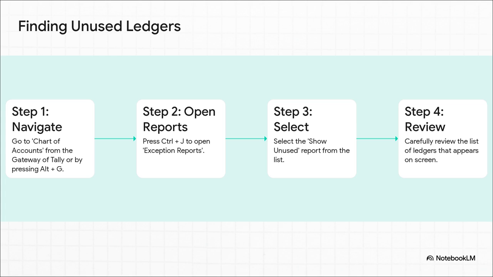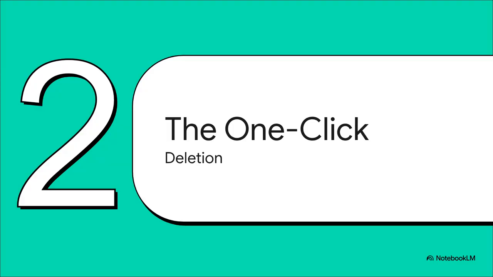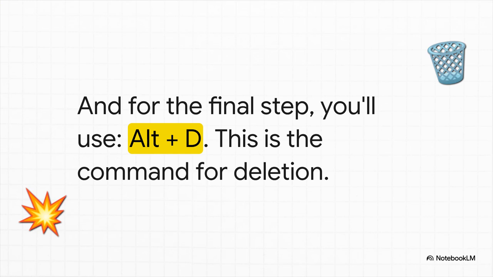Now, take a second and just carefully look over this list. All right, you've identified all the junk. Now for the really fun part, getting rid of it with a single powerful command. It's so satisfying. And the second magic command for today is Alt+D. This is your delete key. It's simple, it's powerful, and it's exactly what we need to finish this cleanup.